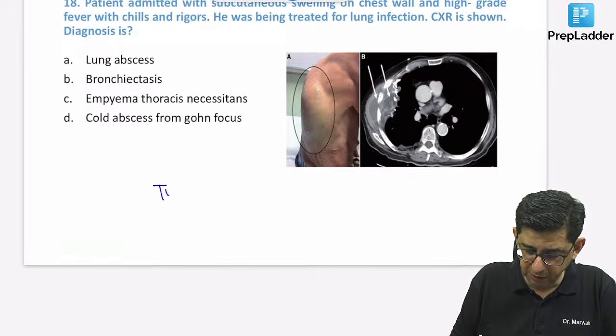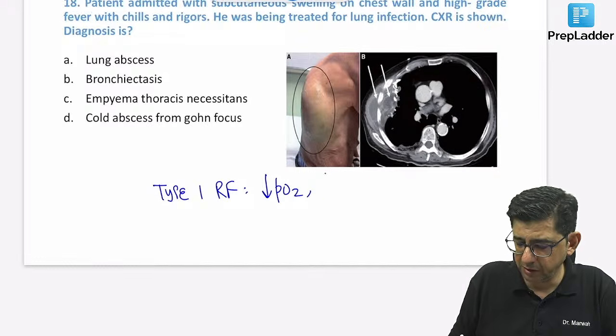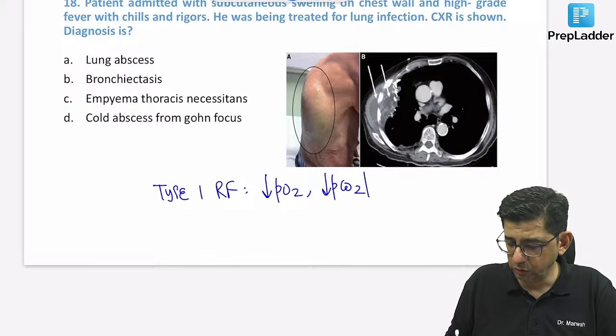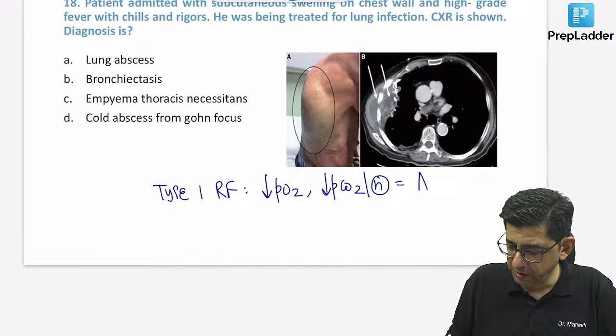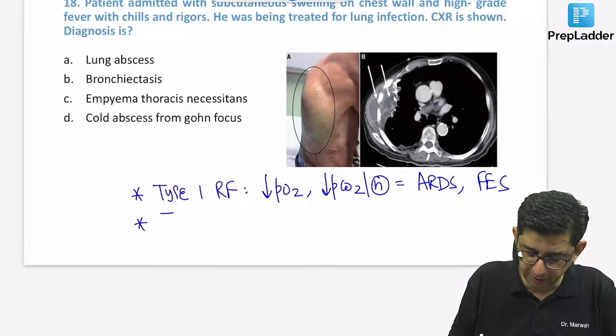Okay जी, so I'll just mention regarding type 1 respiratory failure and type 2. Type 1 respiratory failure is where the person is having hypoxia और तेज तेज सांस लेगा, तो PCO2 of the patient can be less or normal. The best examples of this are acute respiratory distress syndrome and fat embolism syndrome. That is type 1 respiratory failure.